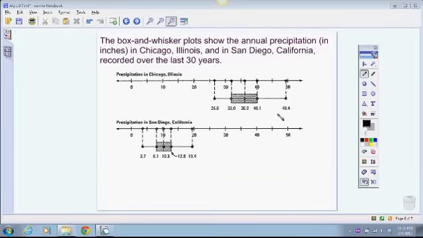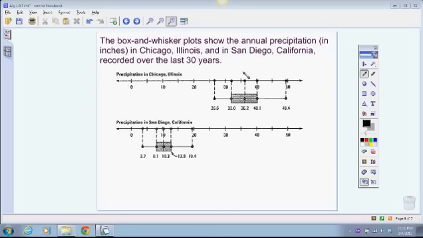Here we have a double box and whisker plot, and what it's doing is showing two things. It says the box and whisker plots show the annual precipitation in inches in Chicago, Illinois, and in San Diego, California, recorded over the last 30 years. So the first one here talks about the precipitation for Chicago in inches. The second box and whisker plot shows the precipitation in San Diego, California.